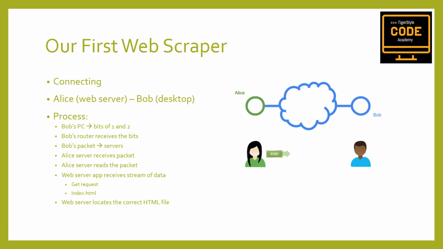And then the web server application receives a stream of data from the server processor. This data says something like, this is a GET request, and the following file is requested, for instance, index.html. Then the web server locates the correct HTML file, bundles it up into a new packet to send to Bob, and sends it through its local router for transfer back to Bob's machine through the same process. And there we have it, that's the internet.